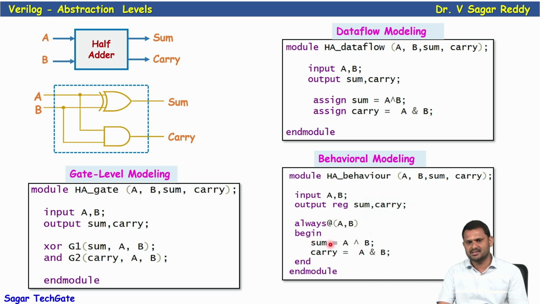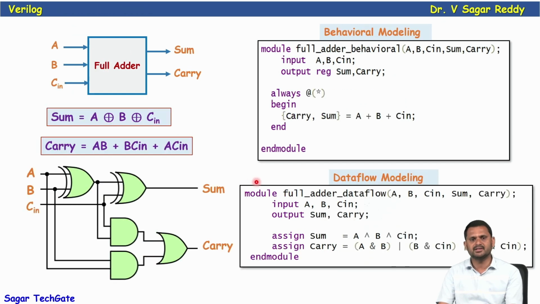Now begin, and these statements are sequential statements: sum = A XOR B, then carry = A and B. So we are describing the behavior of this half adder by using the construct always. These are the various ways we can define a model for this half adder. Now see, this is a simple full adder: sum = A XOR B XOR Cin and carry = AB + BCin + ACin. Like the same truth table, by using a K-map we get this expression. Just for understanding purposes I'm giving this; I'll discuss all of it in detail in the coming lectures.